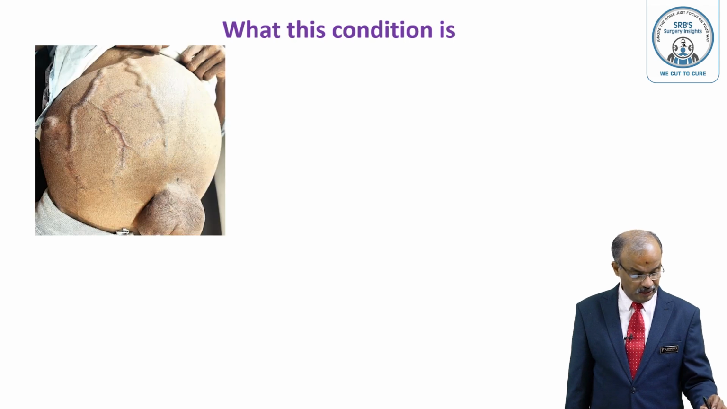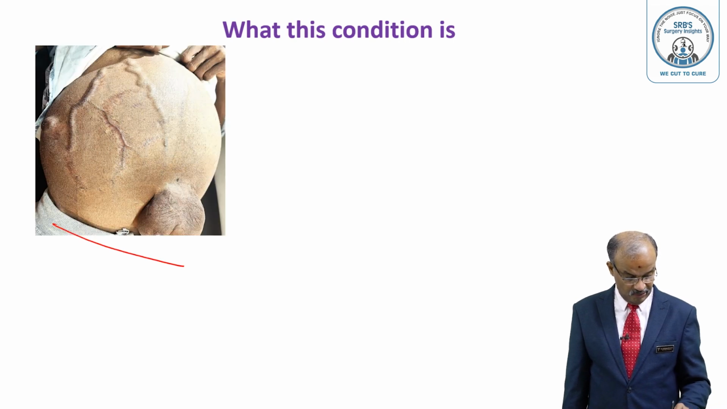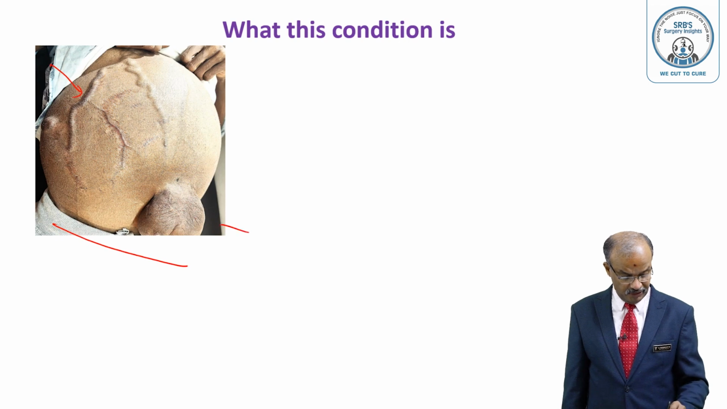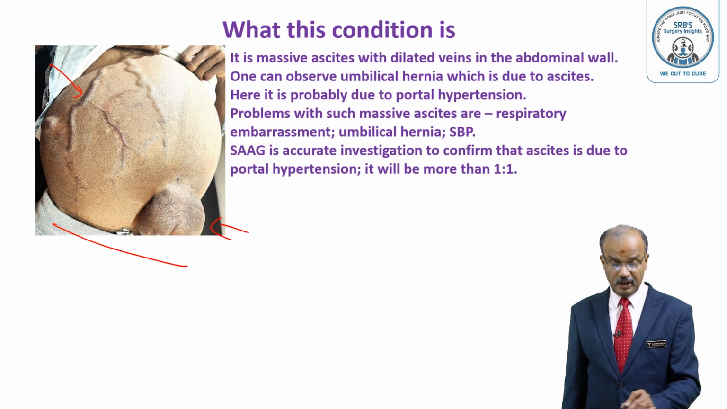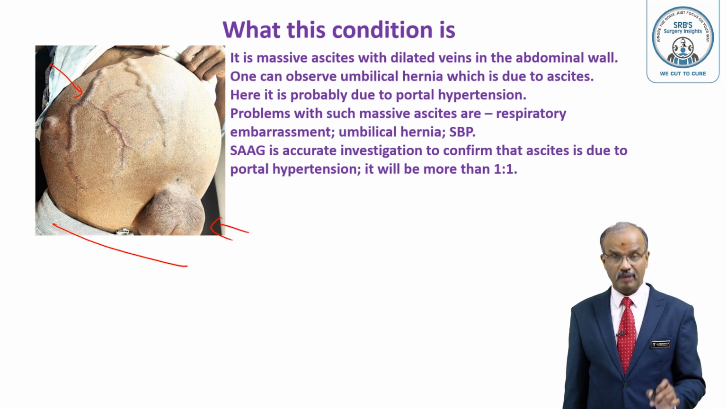Dear students, we'll discuss a topic which is quite common, especially in alcoholic patients, rather distressing and life-threatening, even though it is benign. Just see this one. See that? So much enlarged, dilated veins you can see here. You can see the umbilicus here, hernia is there. Massive ascites. See that? Massive ascites with dilated veins in the abdominal wall.